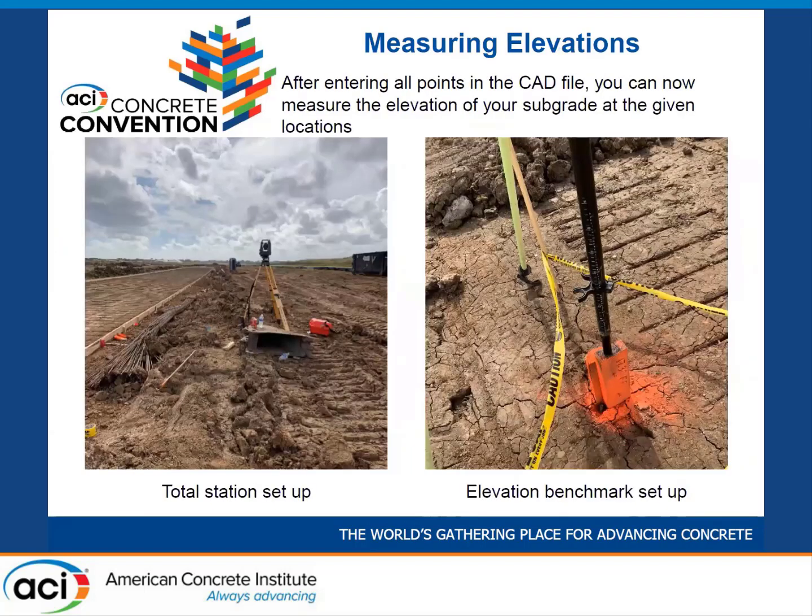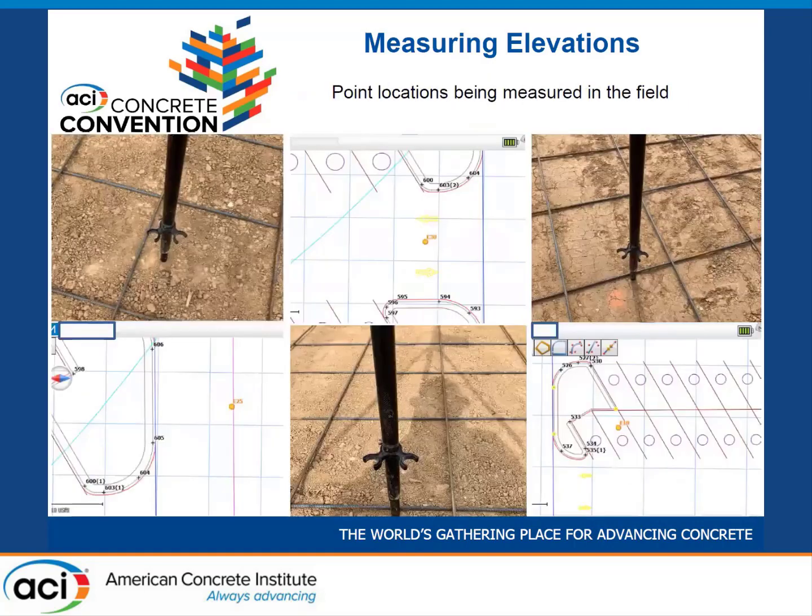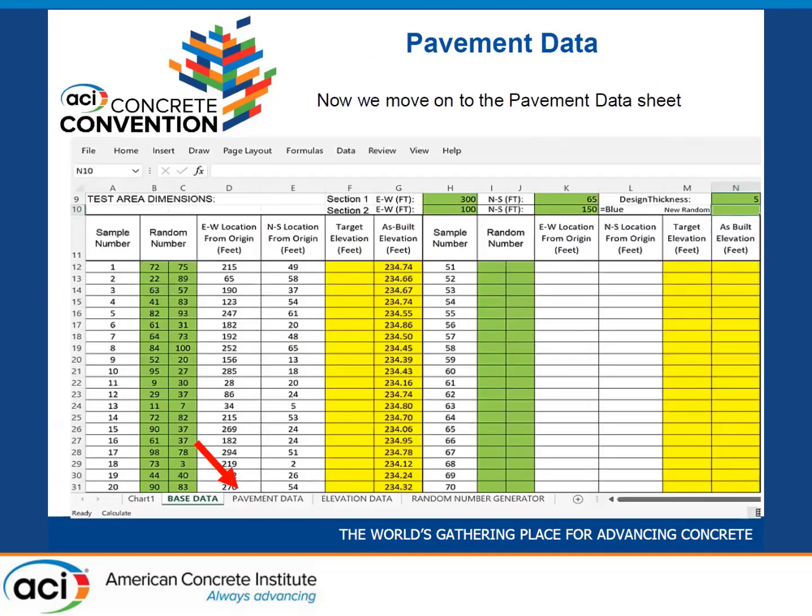So you've got your total station, you've got your benchmark, your known elevations, and now you're going to go check the subgrade according to that elevation. It's as simple as hitting those 30 locations with this instrument and logging in that elevation. Up on the top left is the thickness design, so you know it's 5 inches. You've got all your elevations logged in for your as-built base material.